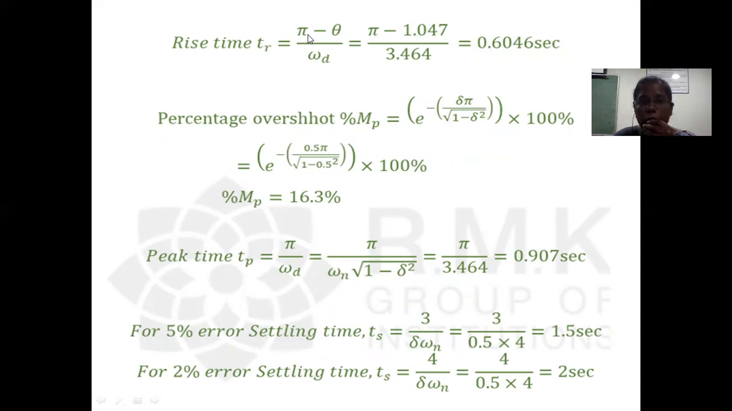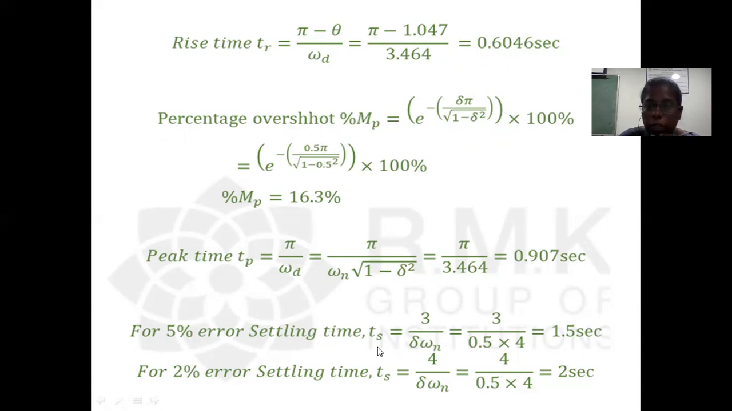The rise time formula is pi minus theta by omega d. The pi minus theta value we just calculated, and omega d also we calculated. Substitute, and we'll get the rise time. And this is the formula for peak overshoot: e power minus eta pi by root of 1 minus eta square. The eta value we already know, substitute it there, and we'll get the peak overshoot value. Similarly, the peak time formula is pi by omega d. Omega d we just calculated, so substitute that, and we'll get the peak time.